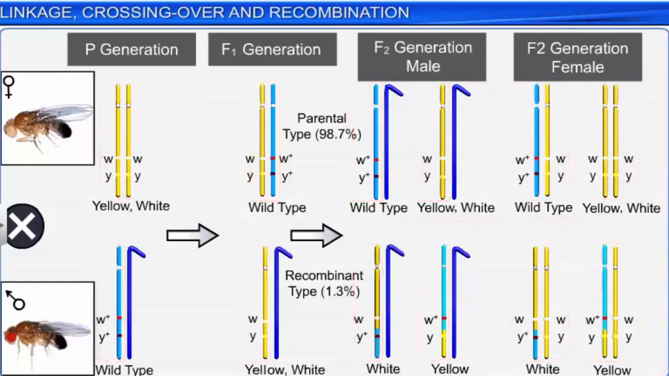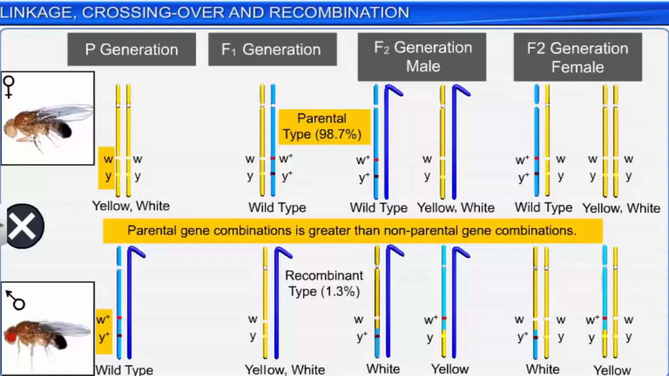Furthermore, they noticed that during a dihybrid cross, if 2 genes lie on the same chromosome, then the proportion of parental gene combinations, that is, y/w and y+w+ in this case, was much higher than non-parental gene combinations or the recombinant types, that is, y+w and y/w+.